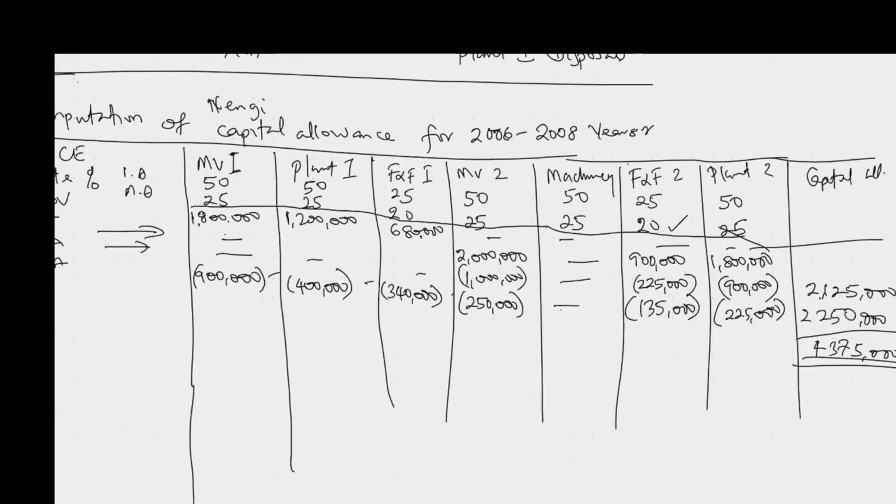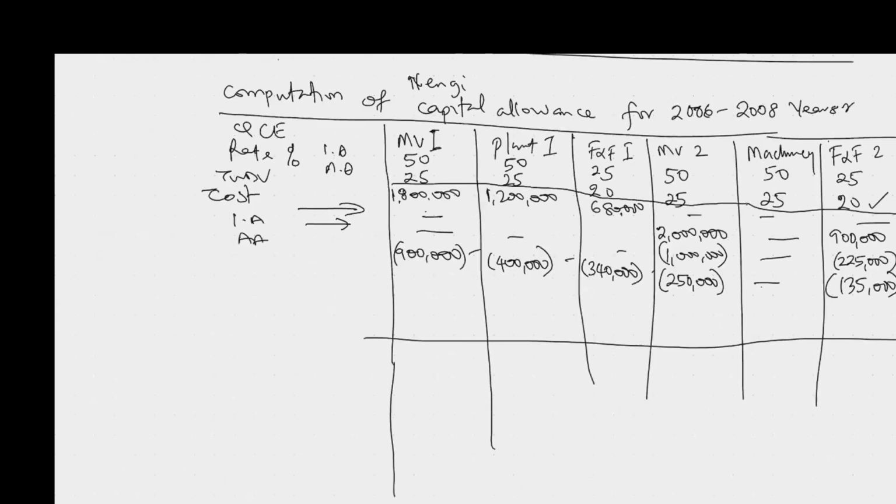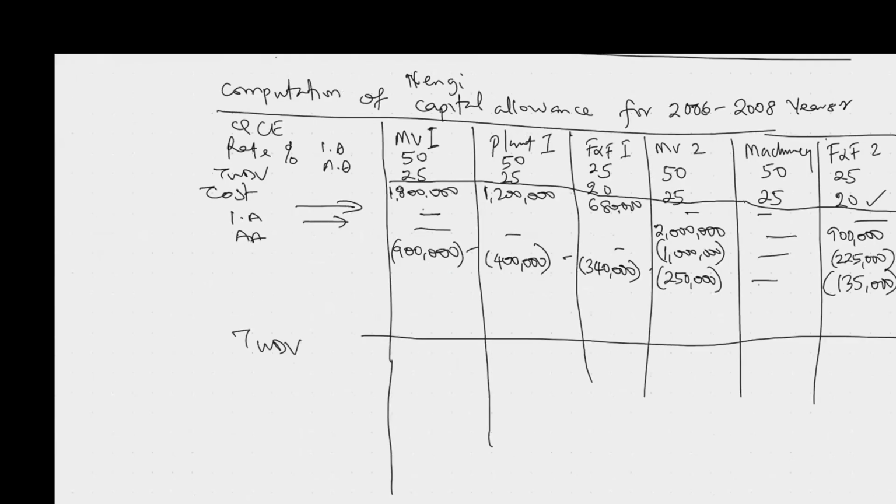So in 2026, the tax now value for everybody now. This one will be 900, 800, 340, and this one 750.